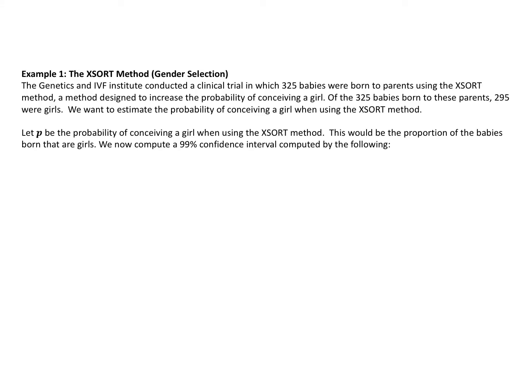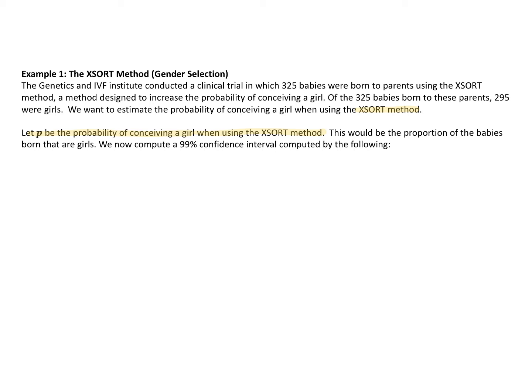In this example, an IVF institute claims that they have a method that is designed to increase a person's probability of conceiving a girl, and they call this method the XORT method. So they claim that if you use the XORT method, it will increase your chances of conceiving a girl. So we want to know, what is the probability of actually conceiving a girl when using this XORT method?